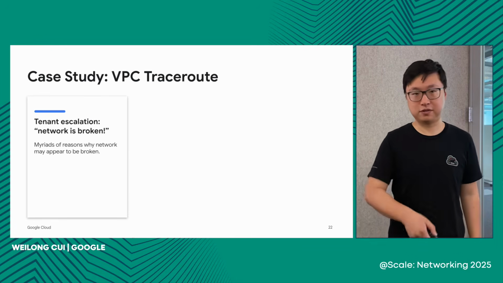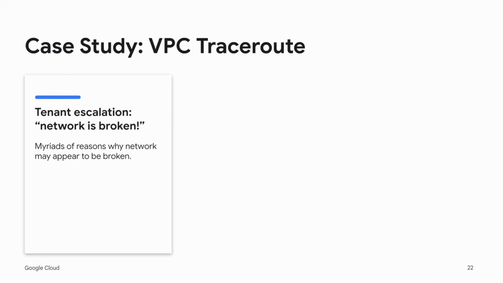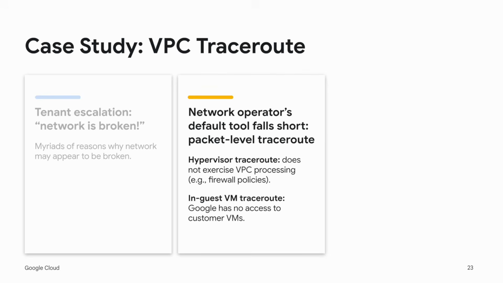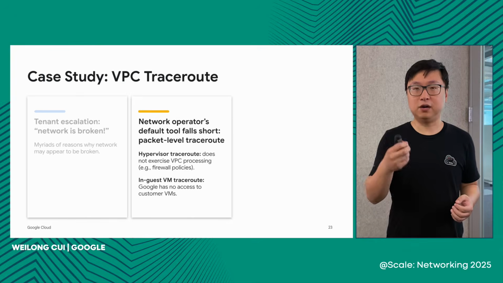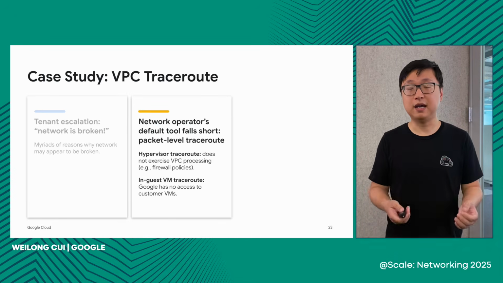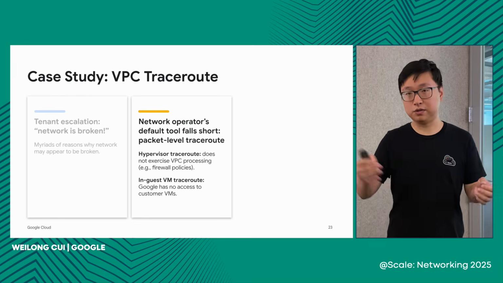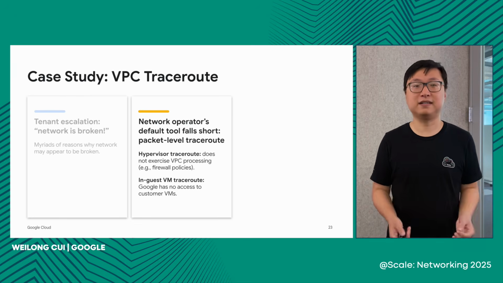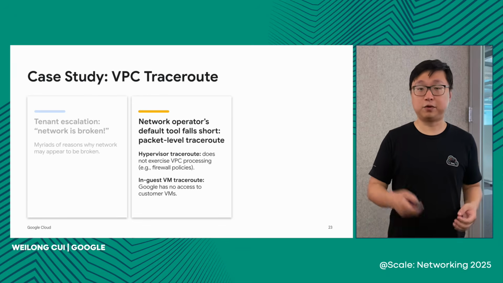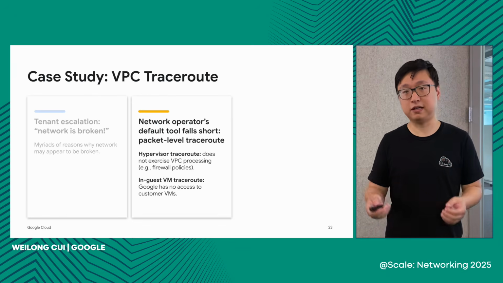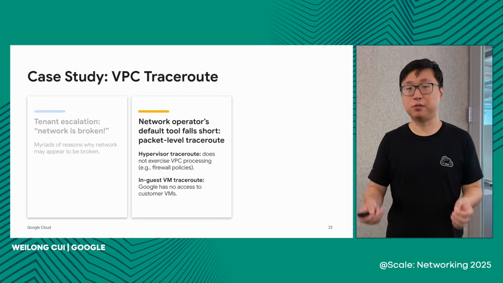Now let's look at the first case, the VPC traceroute. The problem it is trying to solve is that, hey, your network seems to be broken. We all know that there's a myriad of reasons why the network may appear to be broken, and sometimes it's just not the network. So as the network operator, our first question to ask is, is it the network? On one hand, we can do probing or traceroute in the hypervisor. This will cover the host-to-host network. The problem there is it doesn't exactly cover the whole VPC data path. For example, if you have a firewall rule misconfigured in the VPC, hypervisor traceroute and probing actually doesn't cover that.